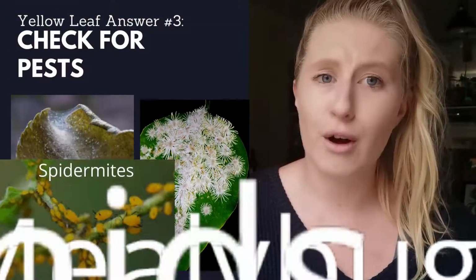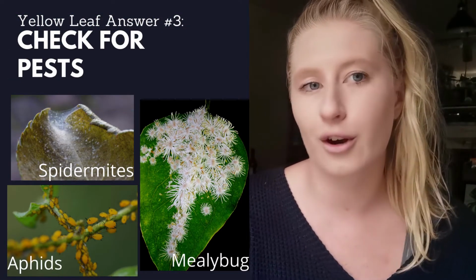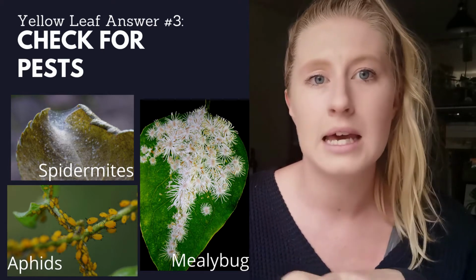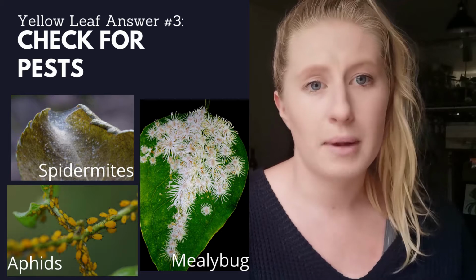The second thing is, if it's not root rot, then it could be pests. Again, I'll probably have to do another video just dedicated to pests. But yeah, check your plant for pests. If you see any little creepy crawlies on it, any bugs that aren't your common day spiders, don't worry about those. Then you want to isolate and treat it. So those are the most common causes of your yellow leaves.